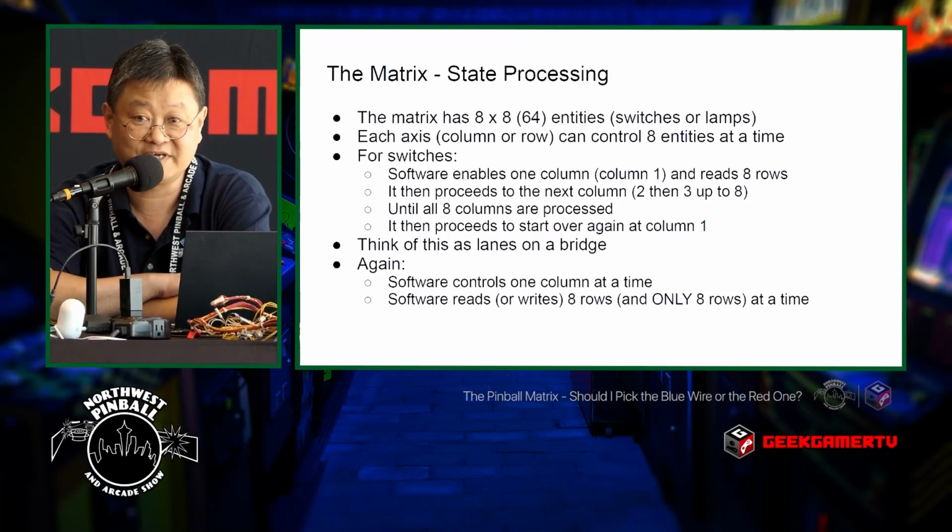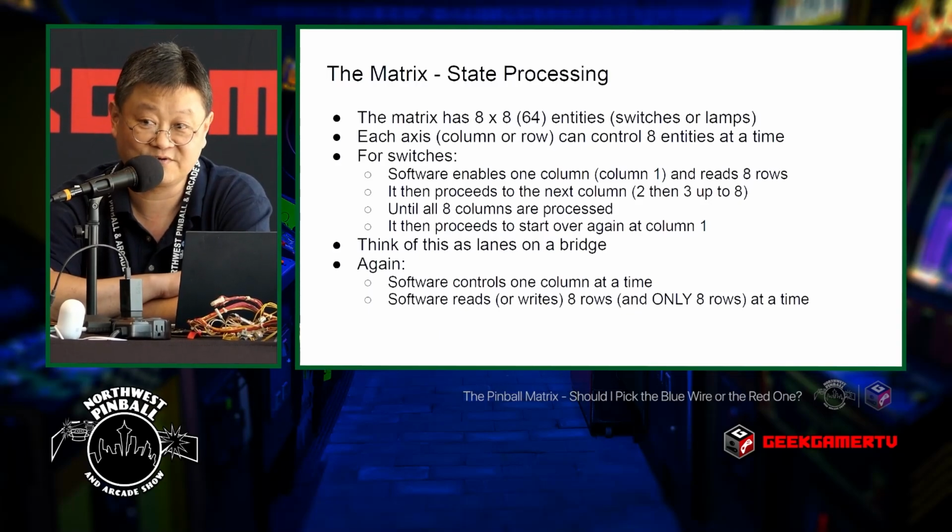It then says, okay, turn off column 1, go to column 2, and do the same thing. Read another 8 rows. Turn off column 2, go to 3, and so on, all the way up to column 8. Once it's done that with column 8, it goes back to column 1. So this part here, think of it as lanes on a bridge.